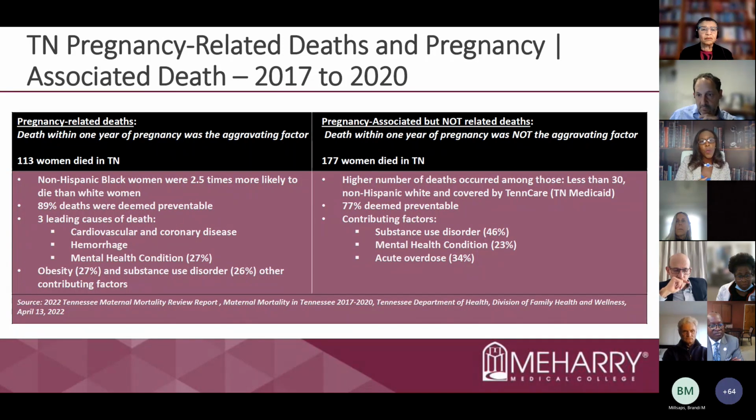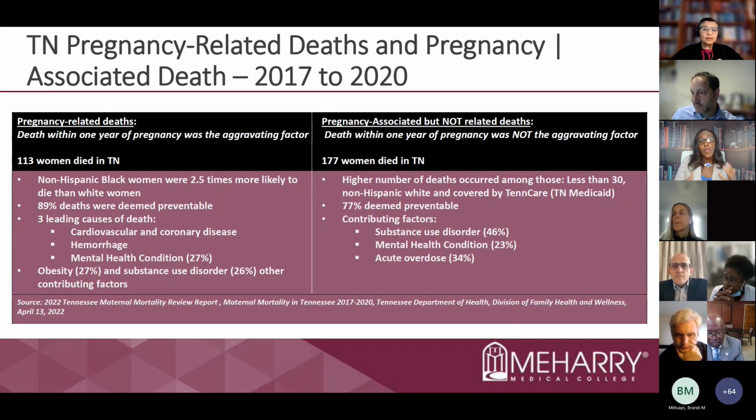From 2017 to 2020, there were a total of 290 deaths. 61%, or 177 of these women, experienced pregnancy-associated but not pregnancy-related deaths. They were more likely to be white, less than 30 years of age, and their pregnancy was covered by TennCare. It's worth noting that in Tennessee alone, there are over 80,000 births annually, and more than 50% of those are to women with TennCare as their coverage. The majority of these deaths were preventable, as identified mainly through those that had substance use, that being the greatest contributing factor.